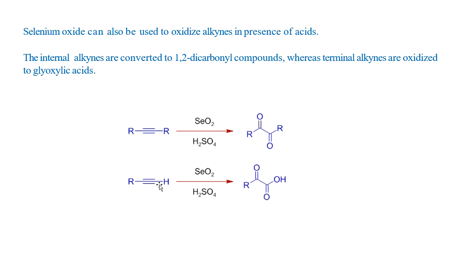Glyoxylic acid. You can see the terminal CH group gets oxidized to a COOH group, whereas the internal triple bonded carbon atom gets oxidized to a carbonyl group, and hence glyoxylic acid is formed when oxidation takes place in terminal alkynes, whereas in internal alkynes a 1,2 dicarbonyl compound will be obtained after the oxidation.